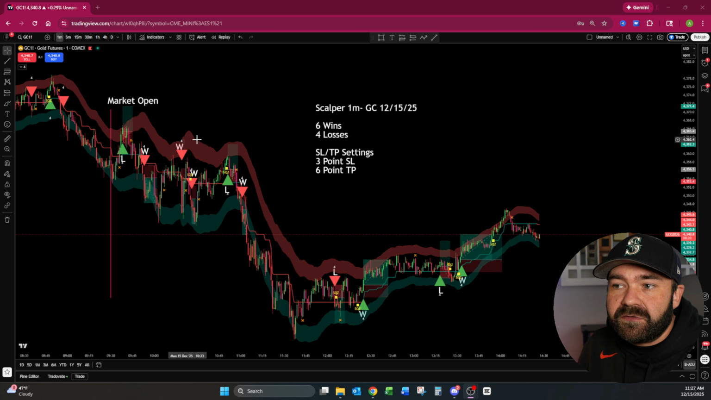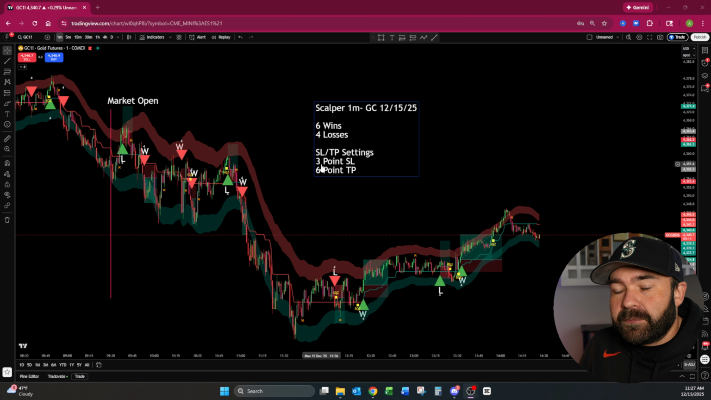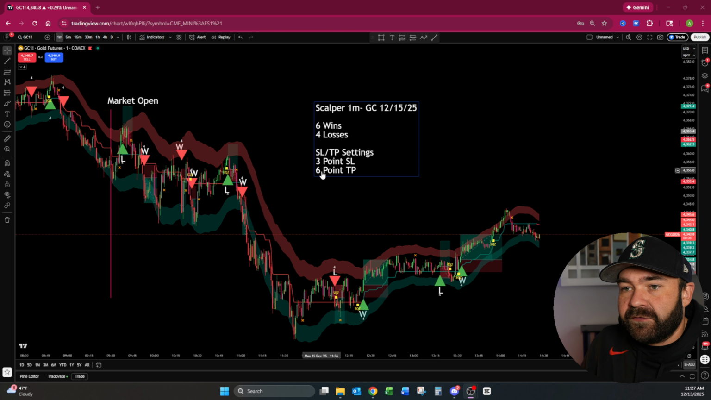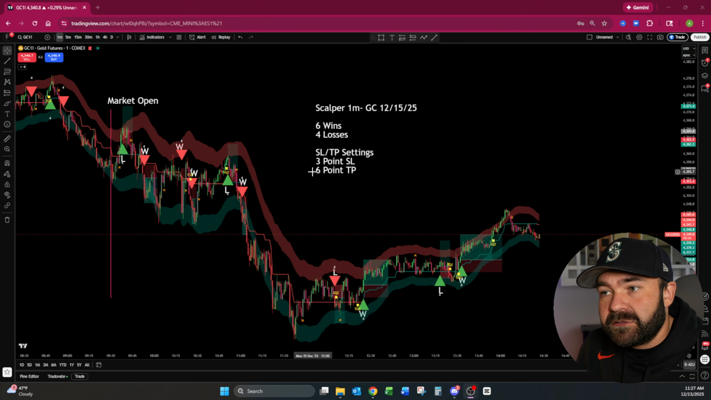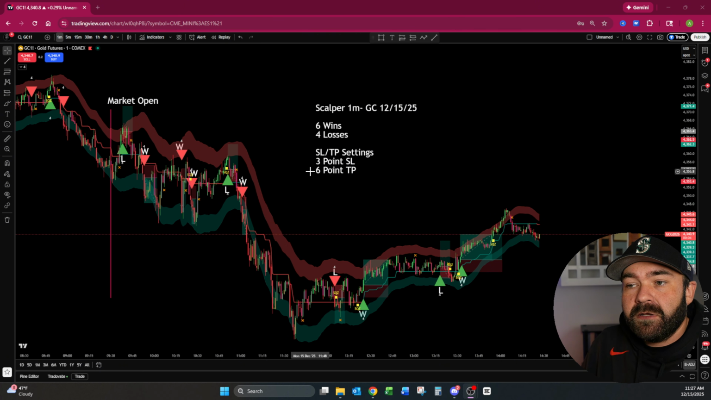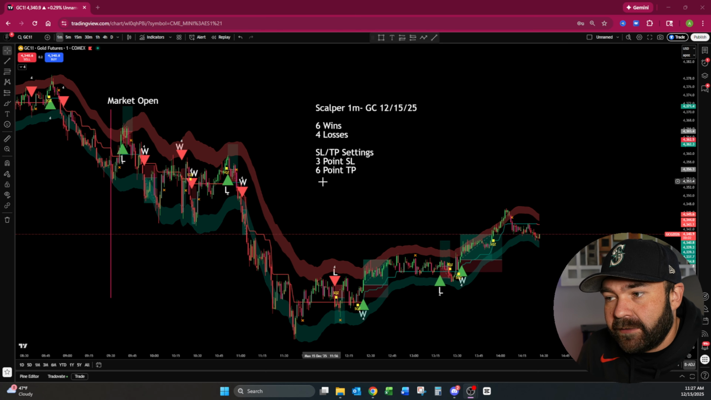So I set all of the stop losses at 3 points and the take profits at 6 points. I'm constantly scalping a 1 to 2, and it's a scalp, so it's not a high stop loss, it's not a high take profit. We should be able to hit these relatively quickly in the New York session with decent amount of price action, which is why I'm using this in New York.